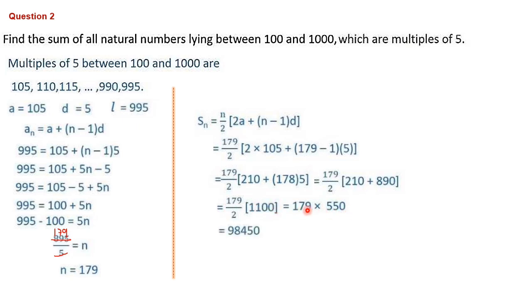Just multiply these two, then we will get the answer as 98,450. 98,450 is the sum. So hence the sum is equal to 98,450. So this multiplication you have to do it and show it on the right hand side of the notebook. Next we shall discuss question number 3.